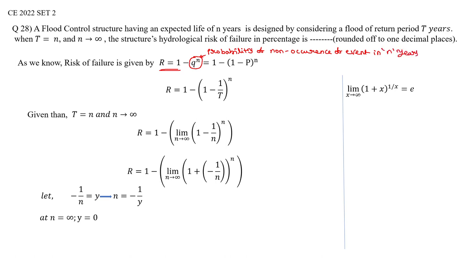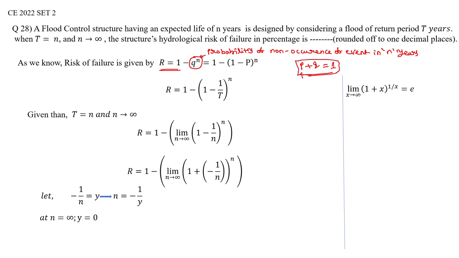Okay, what is our risk? Our risk is the probability of at least one occurrence. That's why we used 1 minus q power n. Here q is nothing but 1 minus p, so I can mention p plus q equal to 1. This is one basic equation from probability.